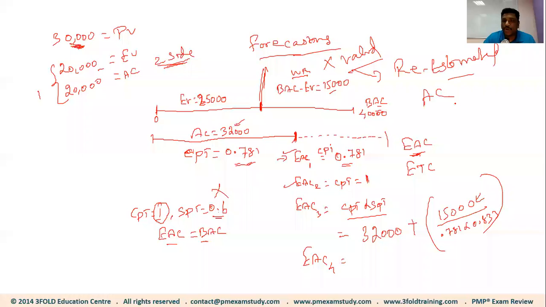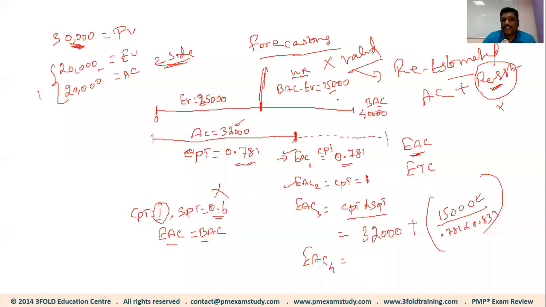We take the actual cost, the money we spent, plus we re-estimate the remaining work. We re-estimate the remainder of the work, isn't it? So how much it will be, we really cannot calculate because that depends on your re-estimate. So there is no formula for the re-estimate. We have to really manually re-estimate.